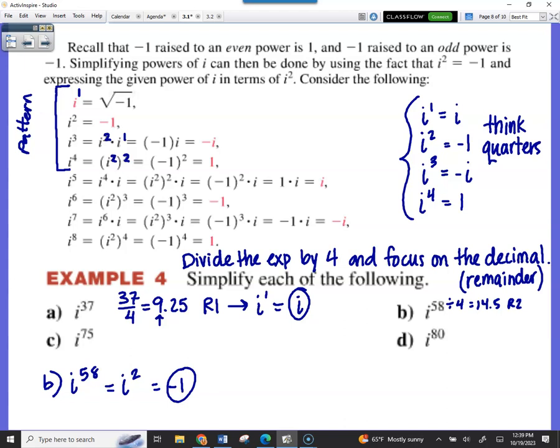Alright, what'd you get for i to the 75th power? Negative i. Oh, wait, let me back up. What did you calibrate it to? 18.75. And then what'd you get? Thank you. What about i to the 80th power? What did you calibrate it to? 20. i to what power? Oh, i to the 0. Okay, and what's that?